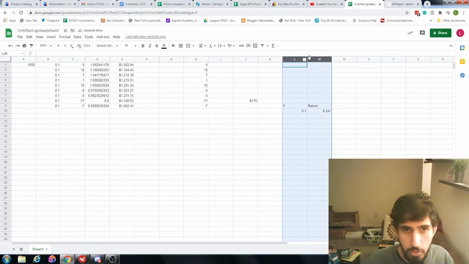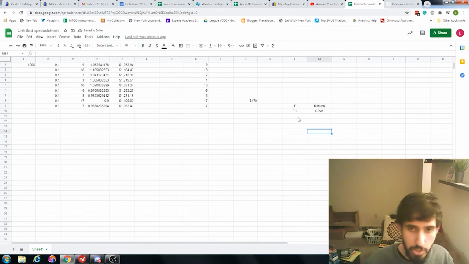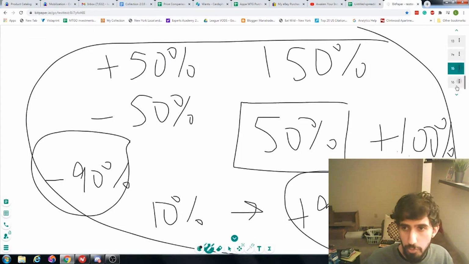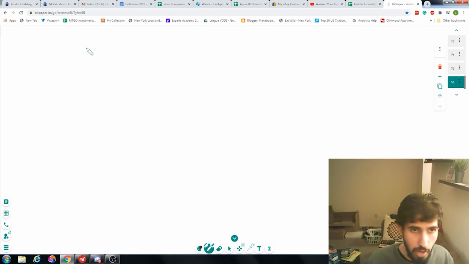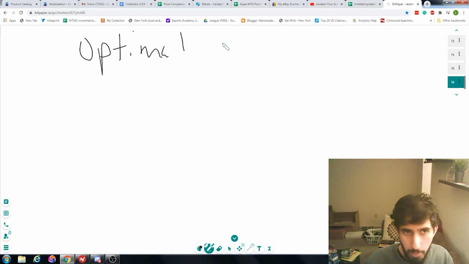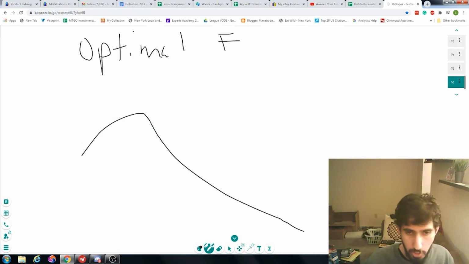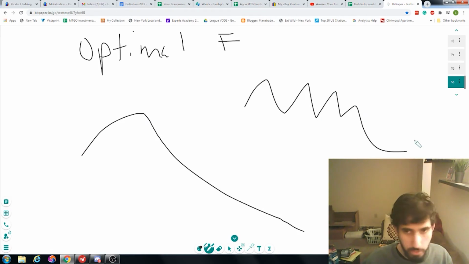Okay, so now we can start experimenting and try different values. And basically, one of the things that you can prove mathematically is that optimal f for any positive EV bet is going to be increasing and then go to 0. And that makes sense, right? I mean, there may be more waves or something. You might expect that, but you know that it's going to start.